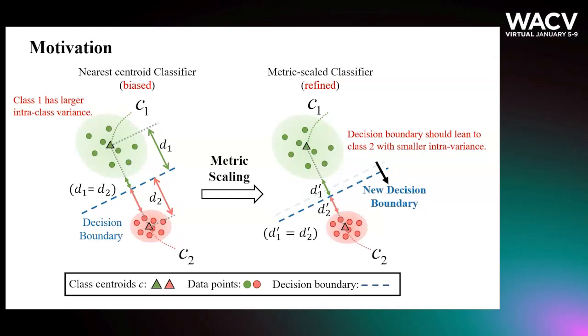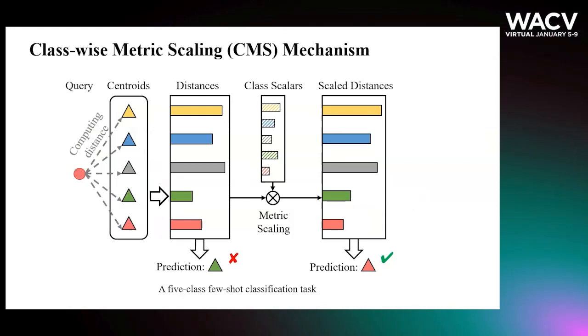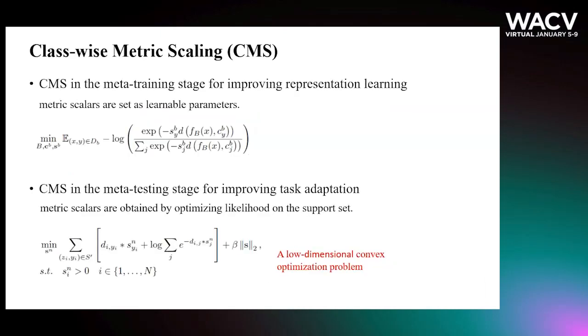In order to refine the biased classification decision, we propose a simple yet effective mechanism, class-wise metric scaling, which multiplies the vanilla class-agnostic distances with class-wise metric scalars. So the diversity of intra-class variances can be implicitly considered to improve the target classification accuracy. We apply class-wise metric scaling to both meta-training and meta-testing stages.